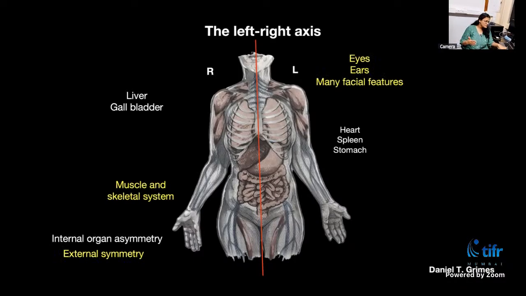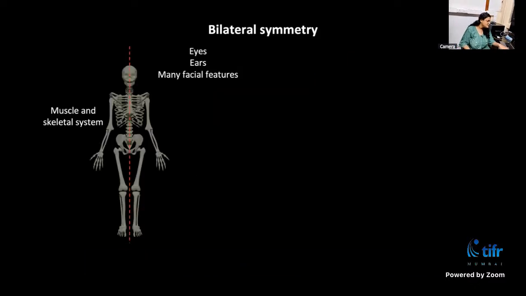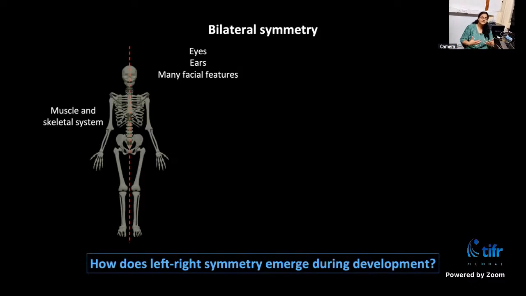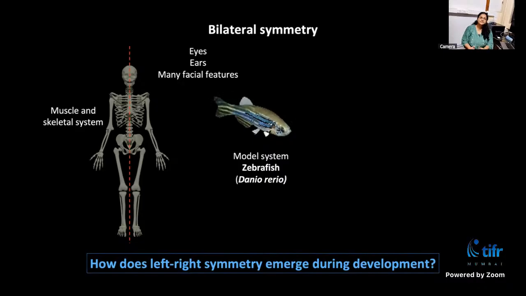So the question that we are interested in is, how is it that some organs form or are developing asymmetrically while there are other organs that are forming symmetrically? So the question again is, exactly how does left-right asymmetry emerge during development? And the model system that we are using for this purpose is zebrafish.